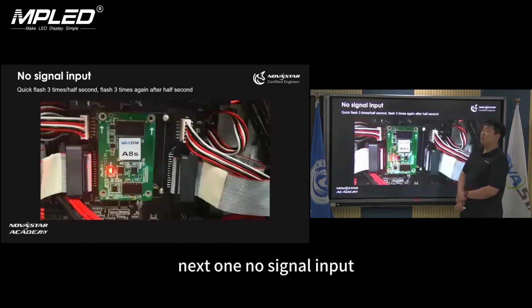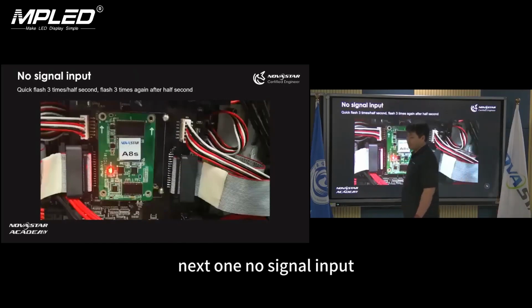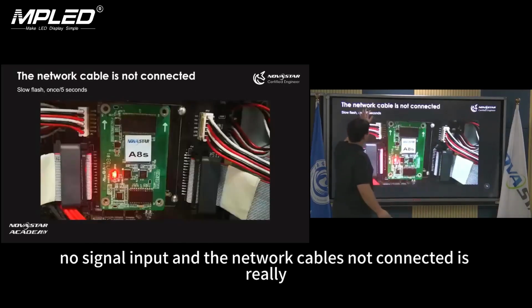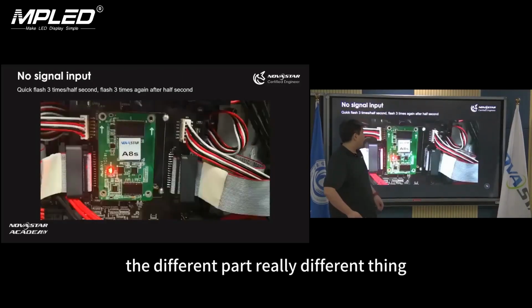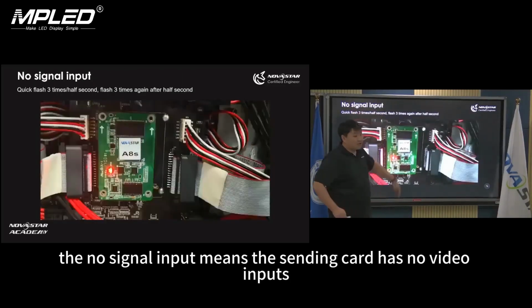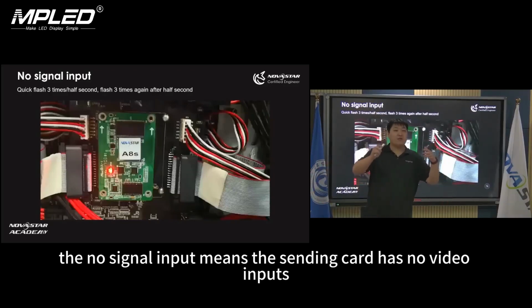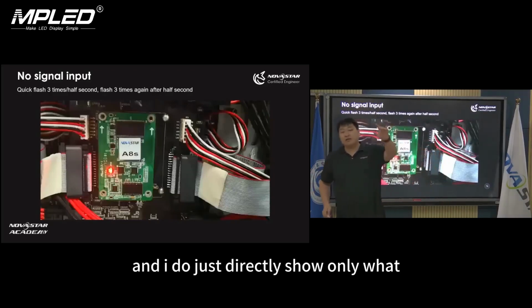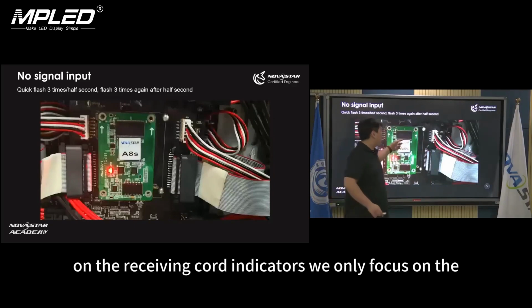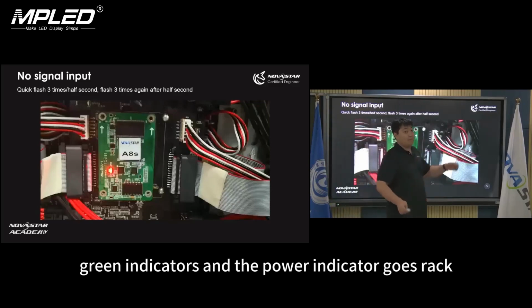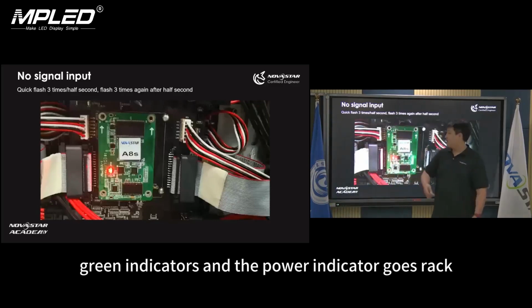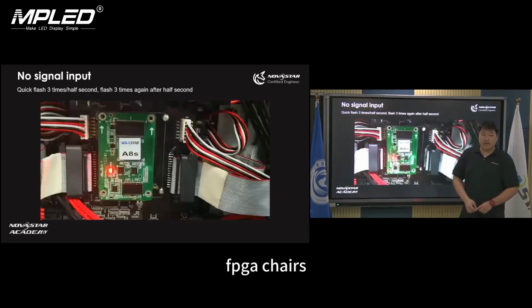And the next one, no signal input. No signal input and the network cable not connected are really different things. No signal input means the sending card has no video input, and it will directly show only the receiving card indicators. We only focus on the green indicators, and the power indicator goes red. The green is about the FPGA.